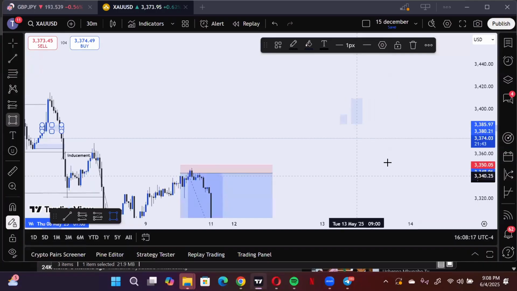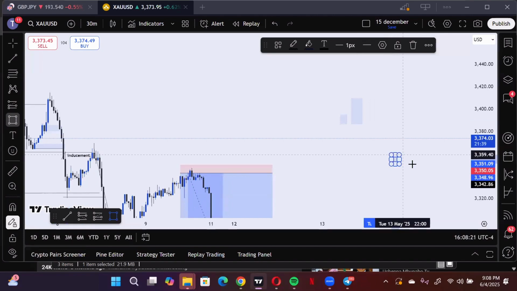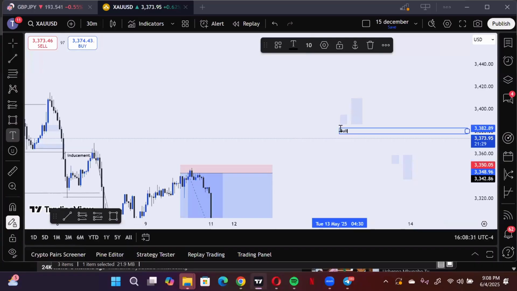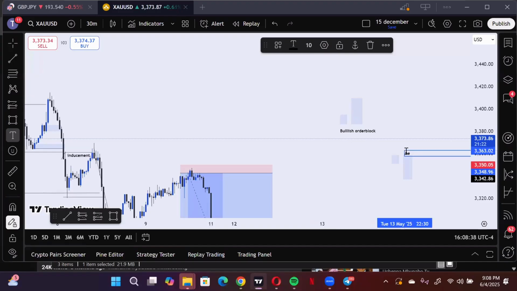If it's a bearish order block, you see a bullish candle, then you see a bearish candle that engulfs it and covers it down. So this is what a bullish order block is, and this is what a bearish order block is.